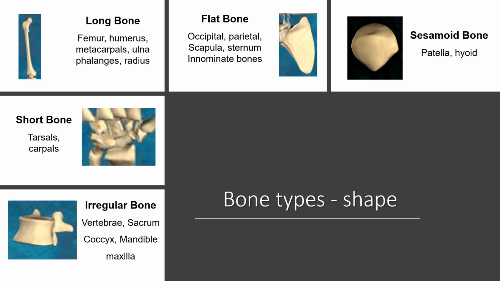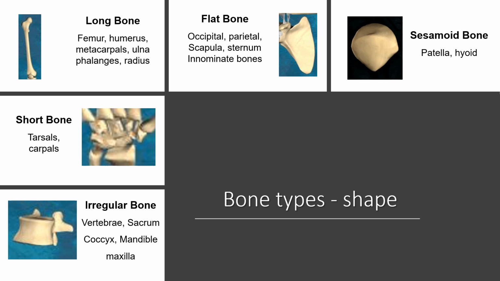Do you remember where that was? The hyoid is attaching the tongue to the back of the pharynx. And sesamoid means it's curved on one side and flat on the other. So the 5 types of bones with regard to shape are long, irregular, short, flat, sesamoid.